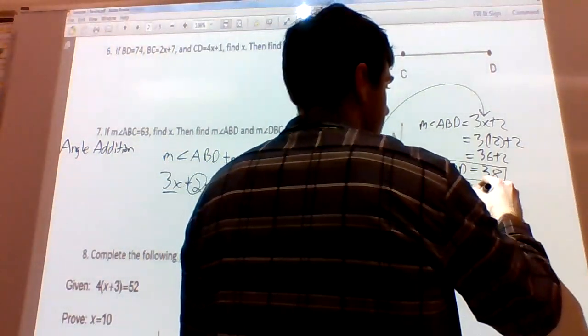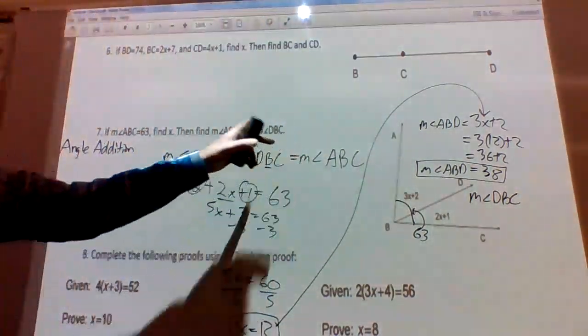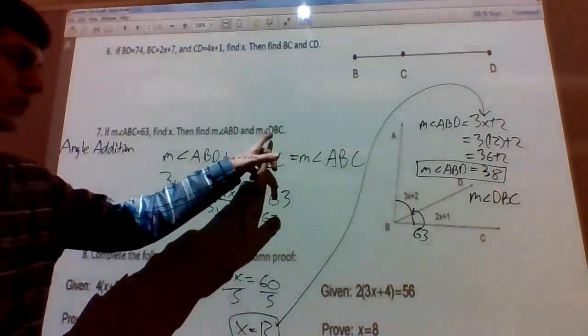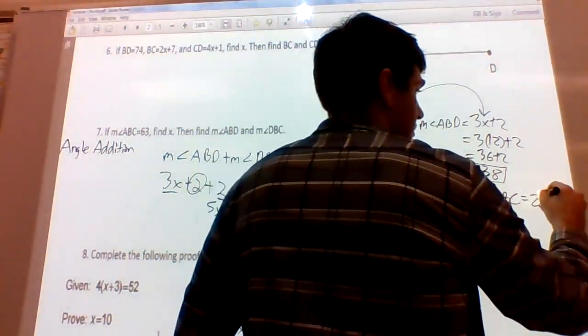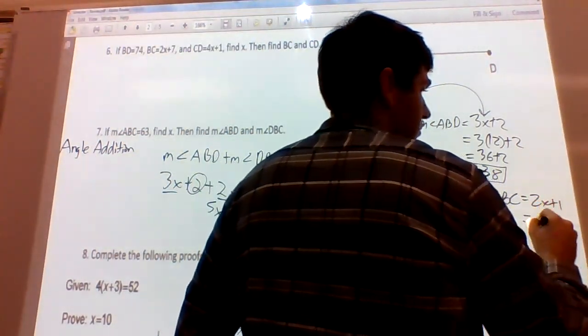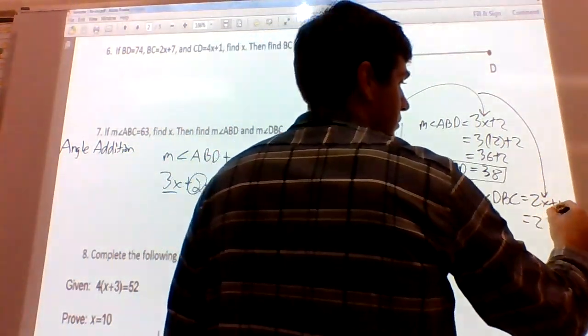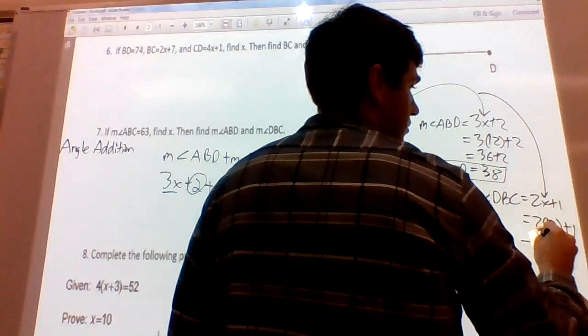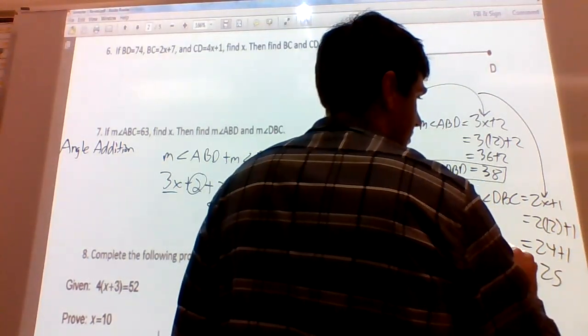Measure of angle DBC. That's what they're asking. Second one they're asking us for. Okay. Well, the measure of angle DBC equals 2x plus 1. So that's going to be 2 times 12 plus 1. So 24 plus 1 is 25.